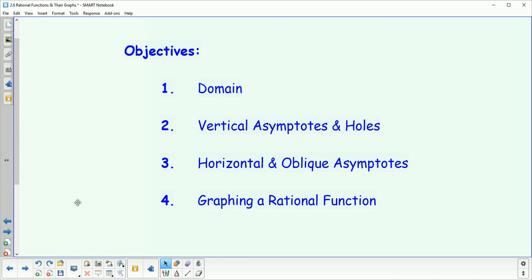So that is it. Start with the domain, which again, remember, we are talking about the denominator being 0, which has to do with our vertical asymptotes and holes as well. We're going to do long division for our horizontal and oblique asymptotes, and then we're going to put it all together to graph our function.